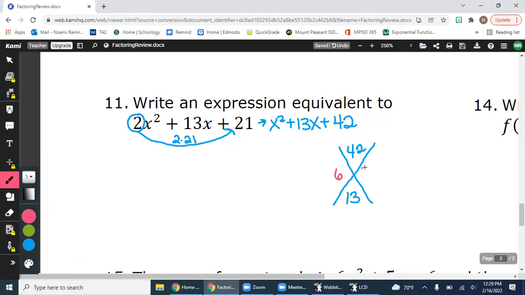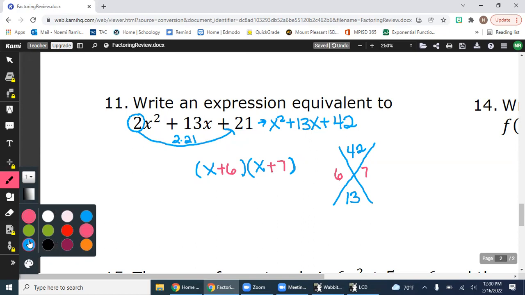6 and 7, so 6 times 7 is 42, 6 plus 7 is 13. Now that I have my factors, I can put them into parentheses to create 2 binomials. So what variable goes in the front? X, and the first binomial will be what? X plus 6, the second one? X plus 7. Are we done?